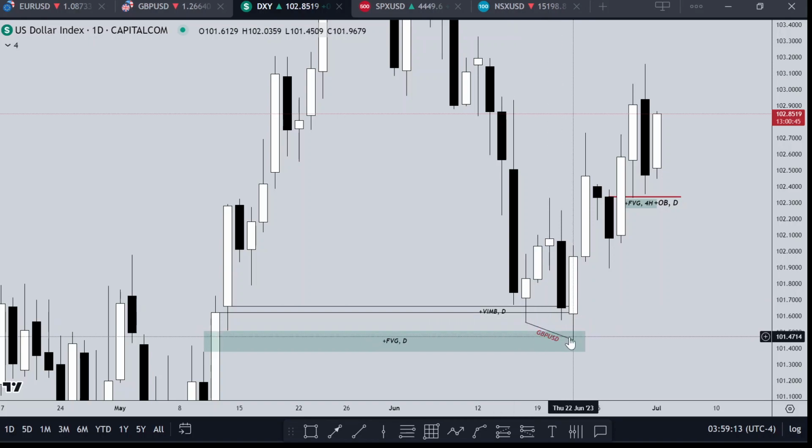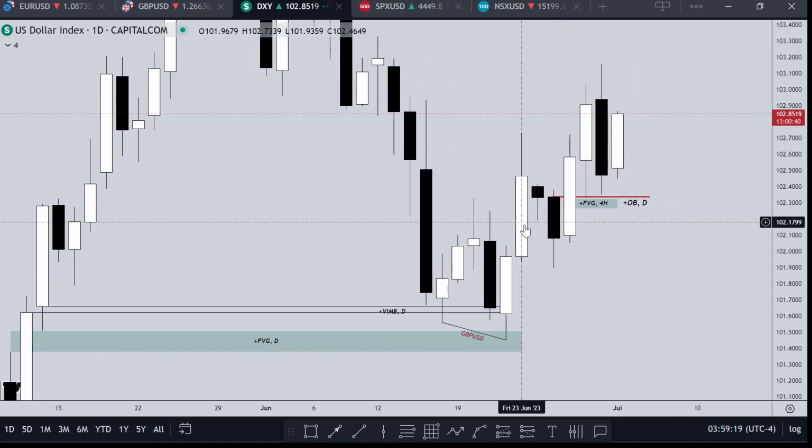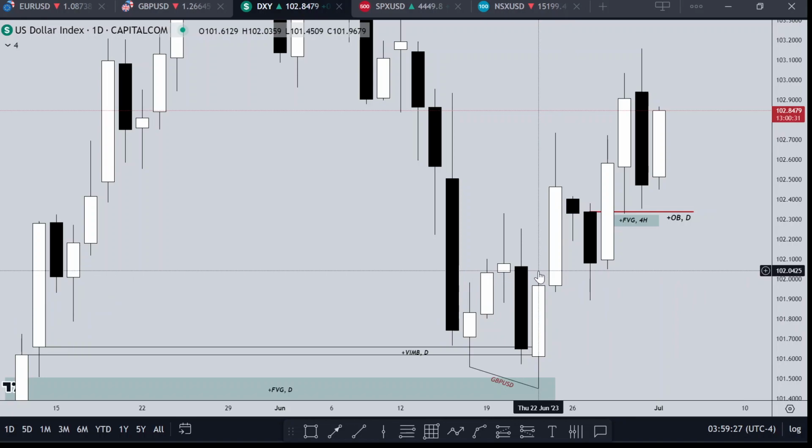As we have SMT with the pound dollar, shifting market structure right here on the daily chart again. Price pulls back into this daily order block and this fair value gap. I don't want to mark it so that the chart wouldn't be messed up, but you can see clearly there's a daily fair value gap here, this candle's high to this candle's low, and then this daily order block. Price has rejected clean from it.